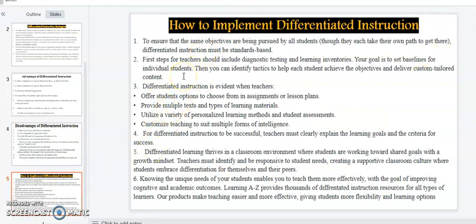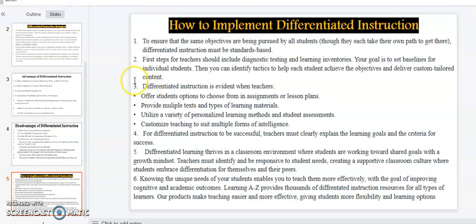Finally, I want us to look at how to implement differentiated instruction. One, to ensure that the same objectives are being pursued by the students, though they each take their own path to get there, differentiated instruction must be standards-based. Number 2, first steps for teachers should include diagnostic testing and learning inventories. Your goal is to set baselines for individual students. Then you can identify tactics to help each student achieve the objectives and deliver custom-tailored content.